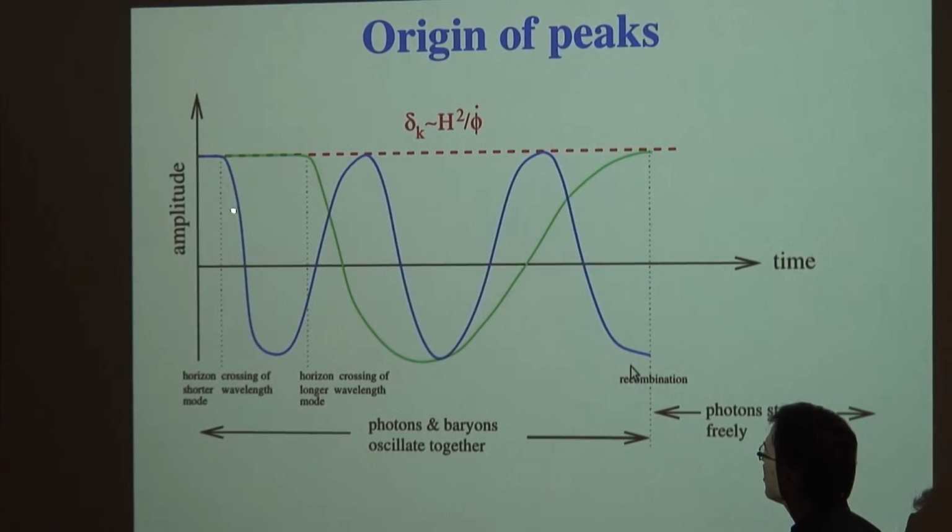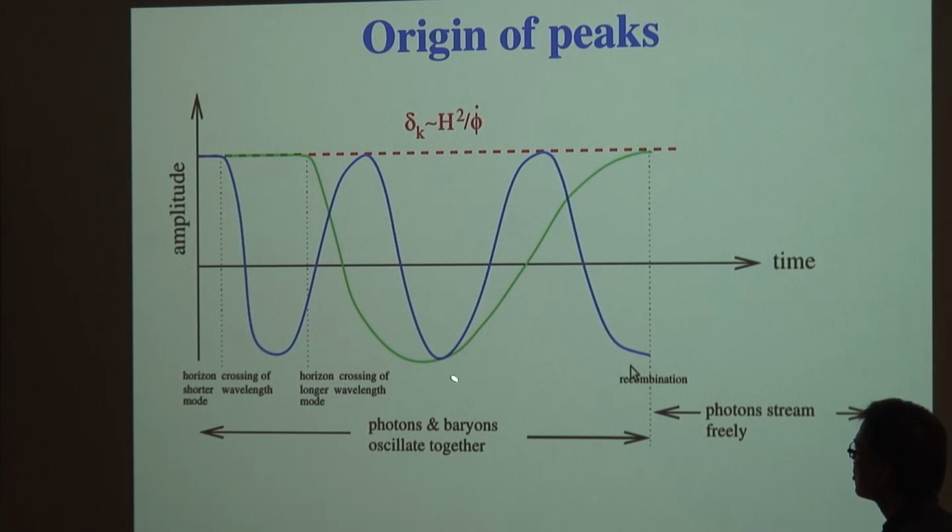So a short wavelength mode crosses the horizon earlier, starts oscillating with a certain amplitude. And then at recombination, that's when it starts streaming freely, and we can see the effects of a photon that was influenced by that perturbation.